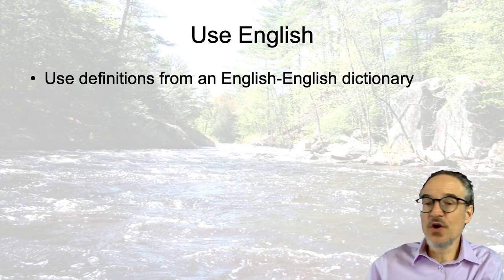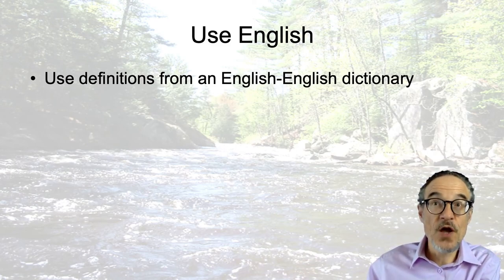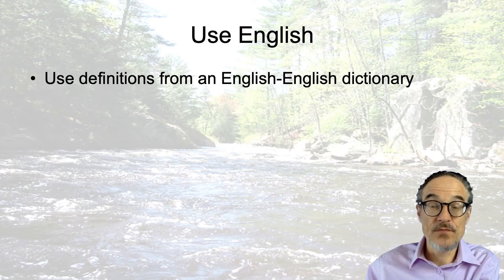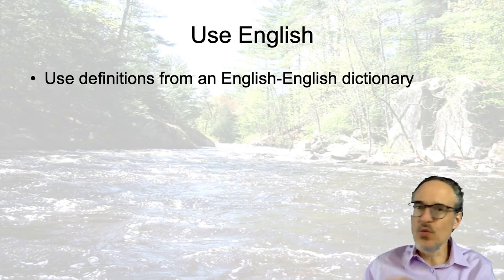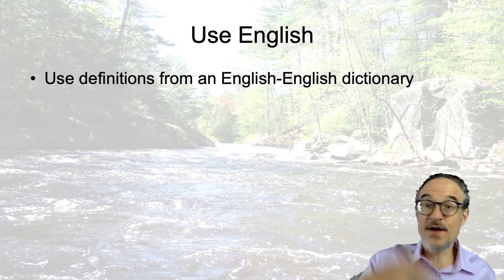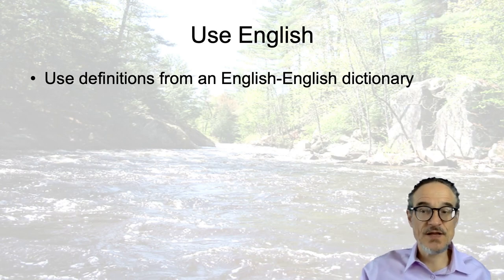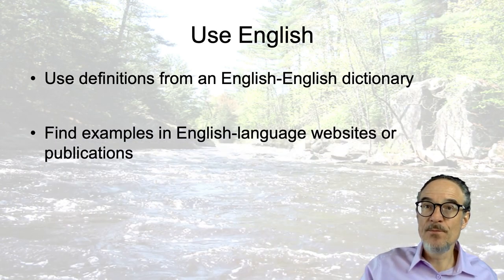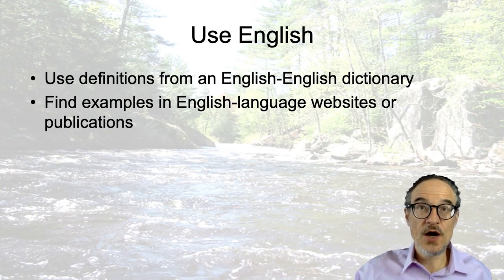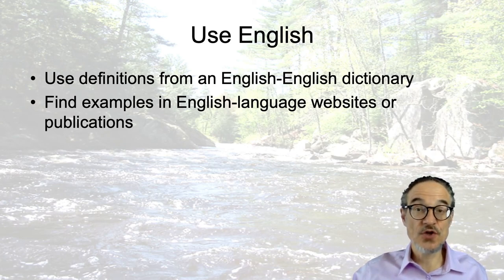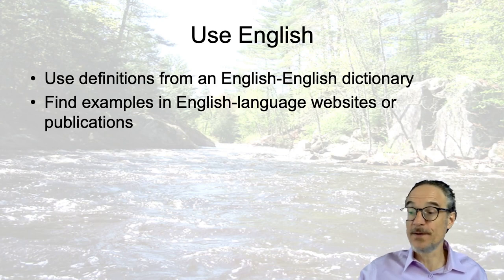Use definitions. When you're looking for a definition, use an English dictionary. Don't just make something up. You don't need to make up a definition yourself. Go to the internet and read definitions. Read five different definitions of the word. Pick the best one. Find examples. If you're trying to find an example of a word in a sentence, read the sources. Go onto the internet, look at English language websites, look at English publications, and find the word as it's being used for talking about our topic.